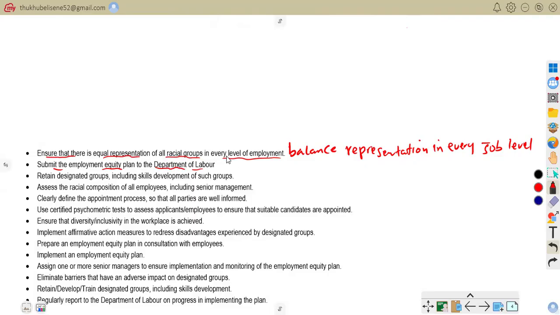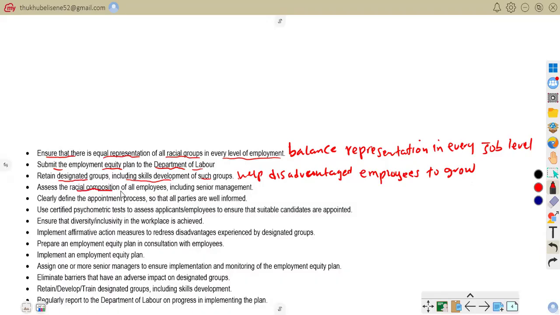Submit the employment equity plan to the Department of Labor. So business must report their EE plan officially. Retain designated groups, including skills development of such groups. So help disadvantaged employees grow. So that is that. For example, offering bursaries to EE candidates.